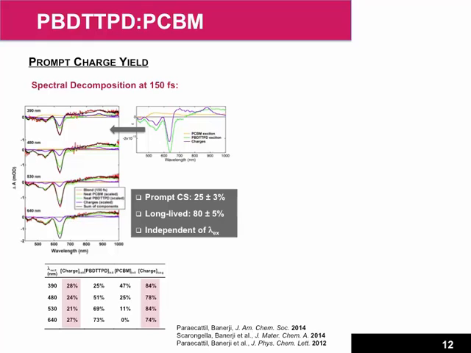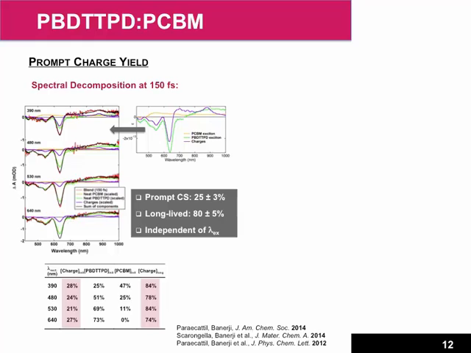We did a similar analysis on the spectrum at very long time delays, and we found that we always get about 80% of long-lived charges. It's again independent of the excitation wavelengths. So this confirms a lot of studies that you see right now where you get flat IQE curves across the whole spectrum, so you don't seem to see an intense wavelength effect on the yield of your charges.